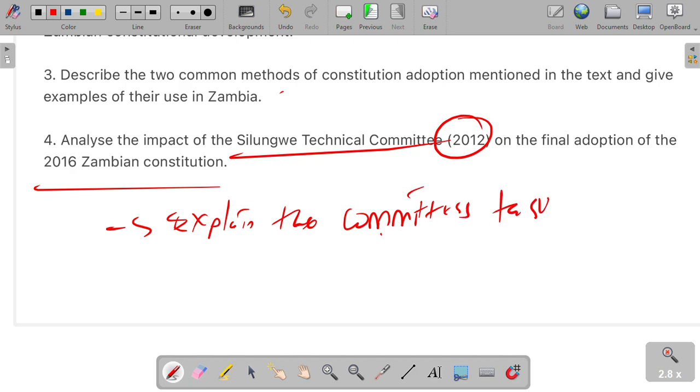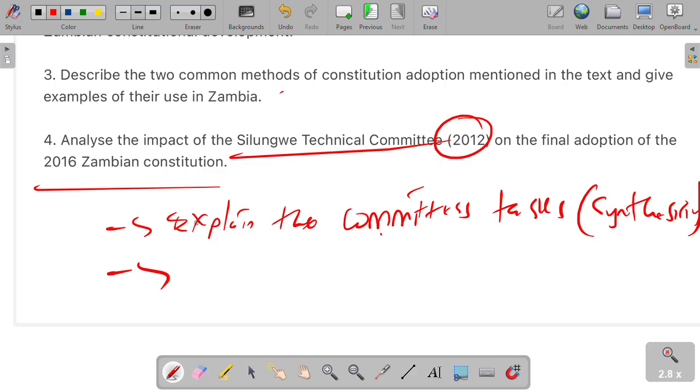You explain the committee's task of synthesizing previous CRC recommendations into a constitutional amendment bill. Synthesizing means to bring together. So you explain the committee's task of synthesizing previous CRC recommendations into a constitutional amendment. Now that we have previous information from the CRCs which has been recommended, we can synthesize them so that it becomes a constitutional amendment bill. So you explain that part.